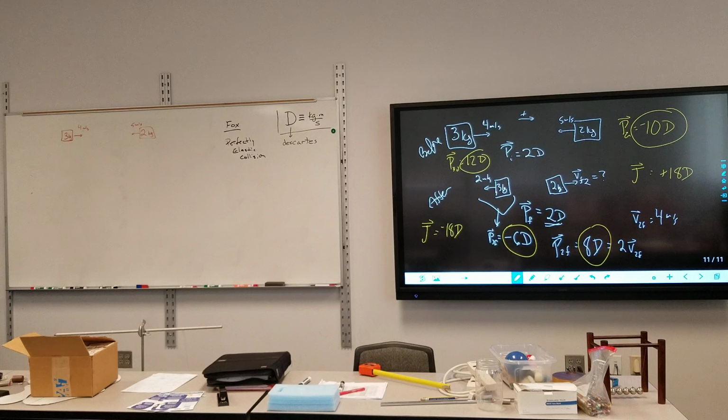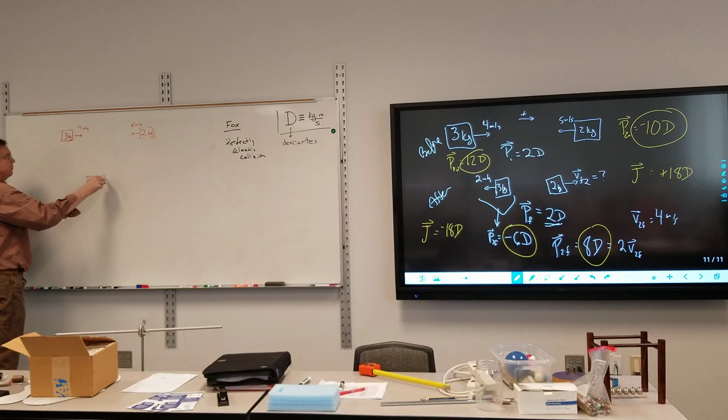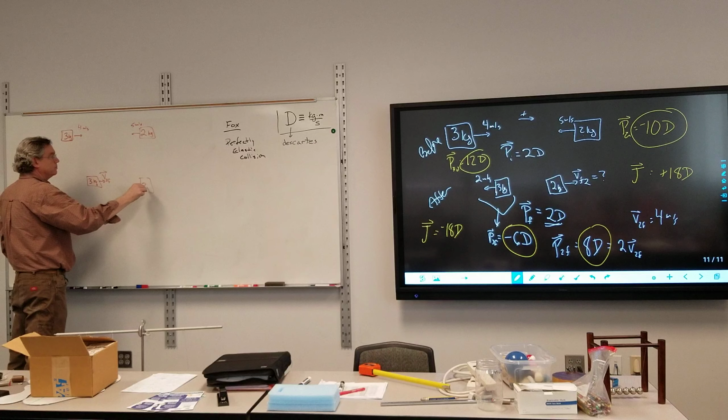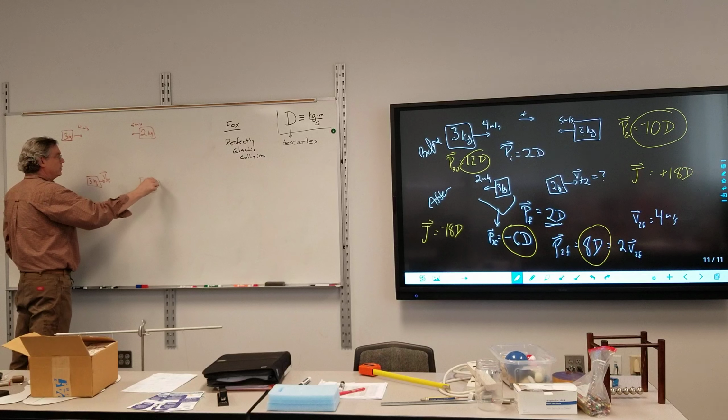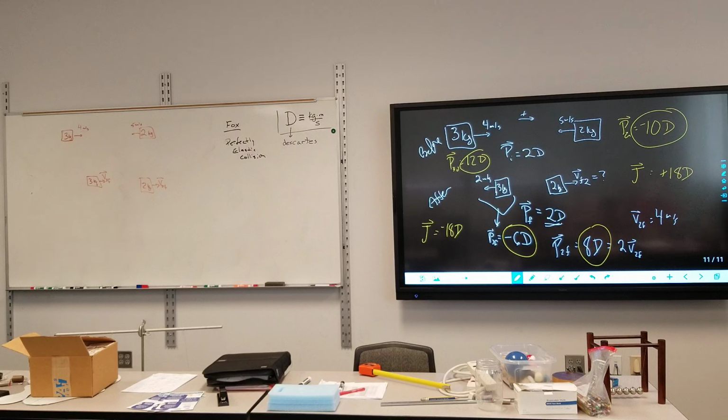Since I'm stating it's perfectly elastic, I know kinetic energy is also conserved. So I'll have two equations. Afterwards, my 3 kilogram mass will have some V3 final, and my 2 kilogram mass will have some velocity of V2 final. I don't know the direction, I just know that they will be moving, most likely.